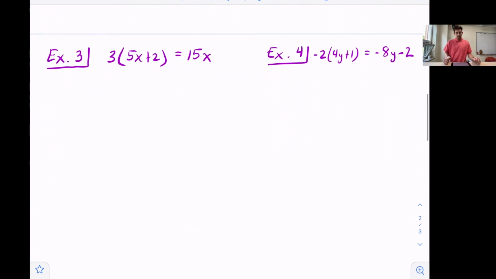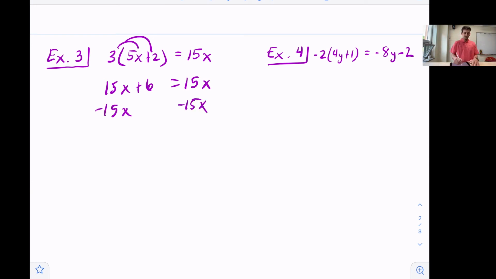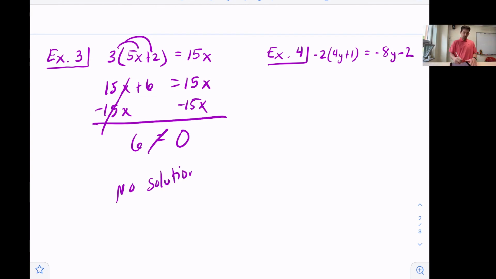First one we're going to look at is 3 times the quantity of 5x plus 2 equals 15x. Okay, so we distribute here. We get 15x plus 6 equals 15x. And now what we would do is we would collect our x terms, so I can subtract 15x from both sides. And now look what happens. We get 6 equals, and 15x minus 15x is 0. So now we want to evaluate the validity of this statement. Is 6 equal to 0? Well, we would say, no, it is not, right? So our answer would be, there is no solution.